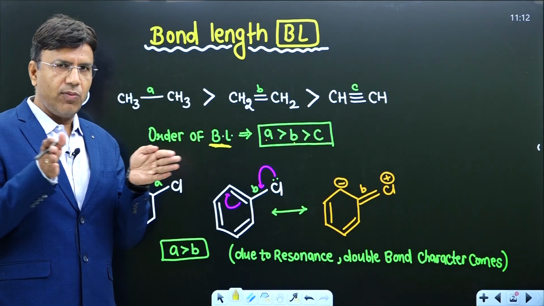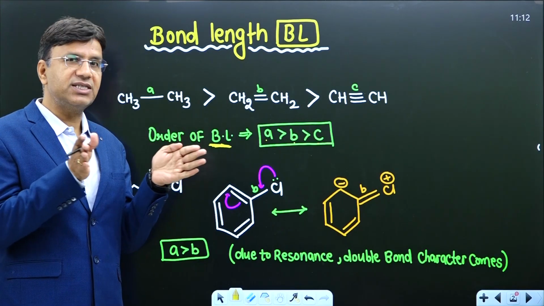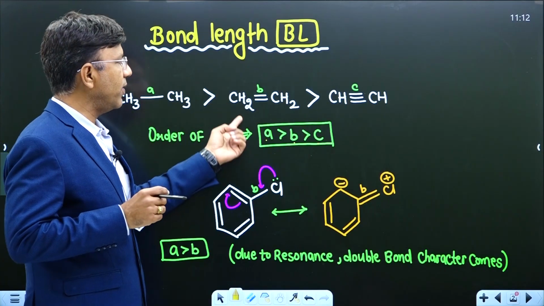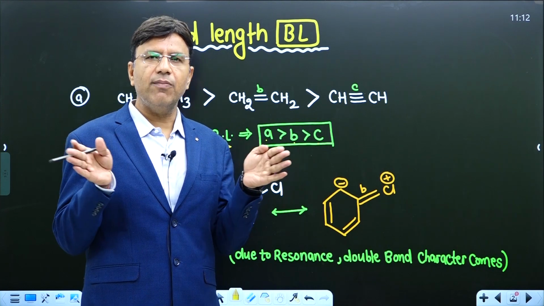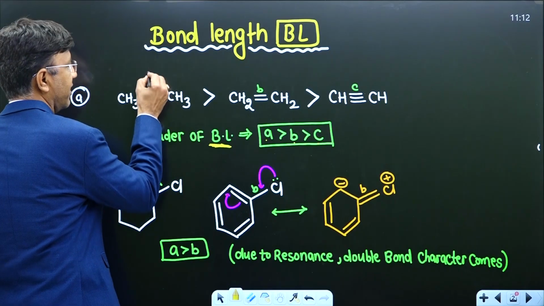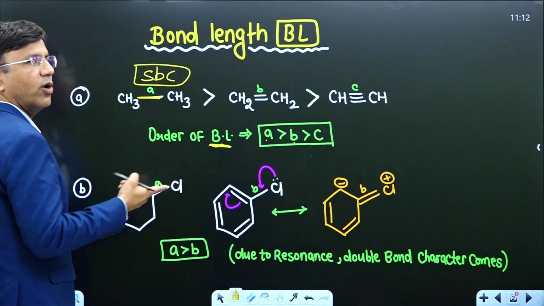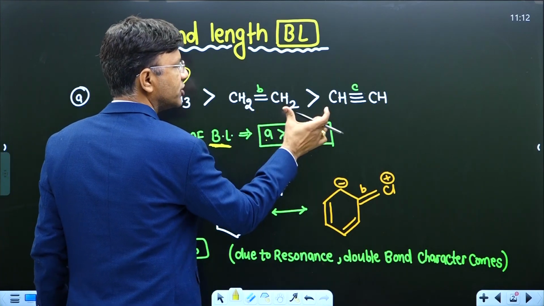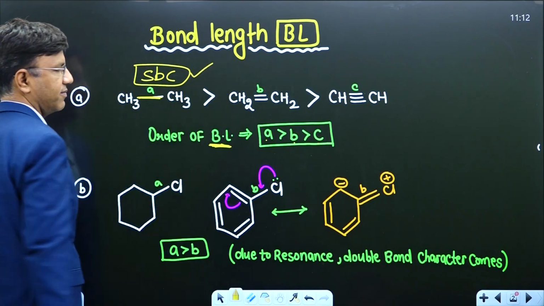Means more the double bond. If single bond is replaced by double bond, this means the bond strength increases. Bond strength increases means bond length decreases. Similarly, if double bond is replaced by triple bond, more stronger will be the bond, less will be the bond length. In short, we can say that more single bond character, more will be the bond length. If there is a double bond, stronger bond, less bond length. Triple bond, more stronger bond, less bond length. So we have to check the single bond character.